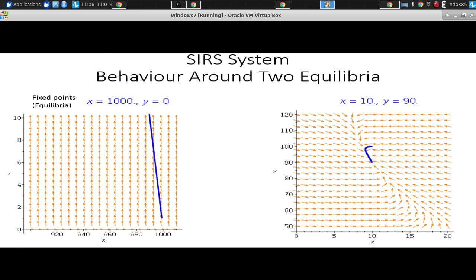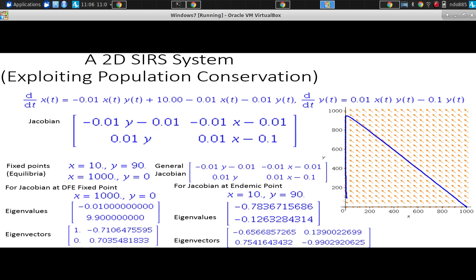So if we consider this, let's actually plug this in. Let's take this general Jacobian. Here we go. The general Jacobian here is minus 0.01y, right? Minus 0.01. Maybe I won't write it all because it's on the screen in a big way. But what is it at x equal 1,000, at the DFE, the disease-free equilibrium, where x equals 1,000, y equals 0, and z by implication is 0? What does this Jacobian become?